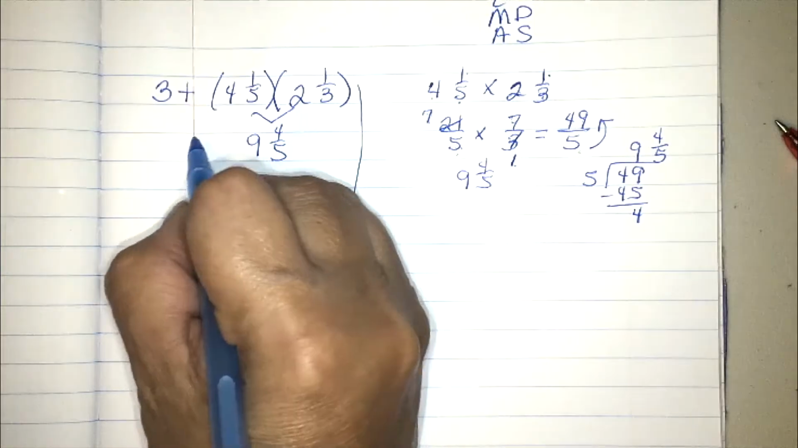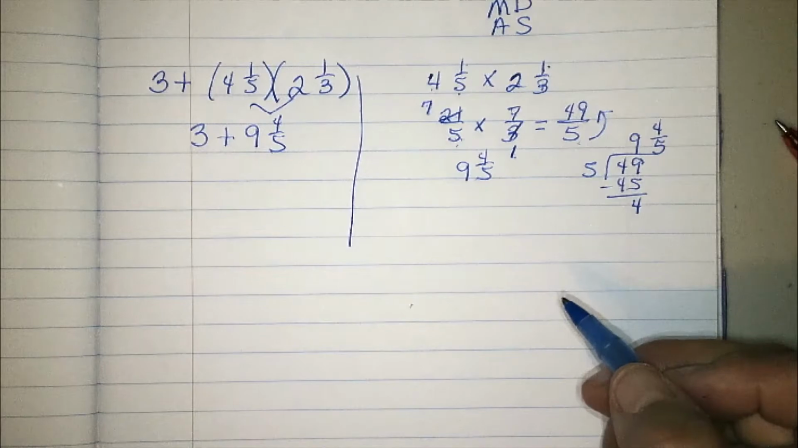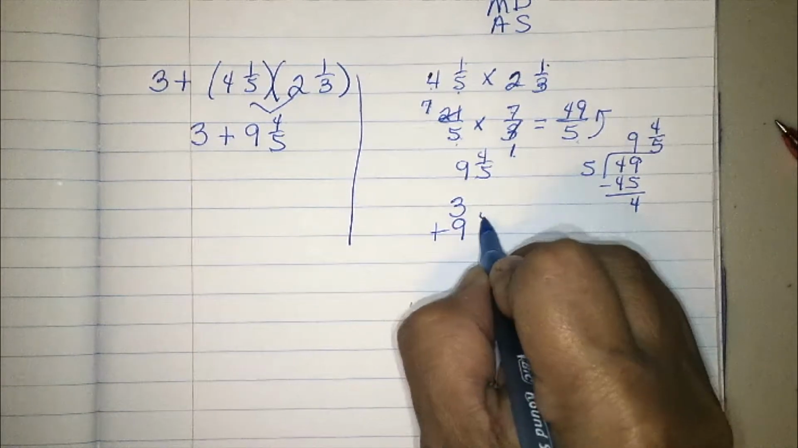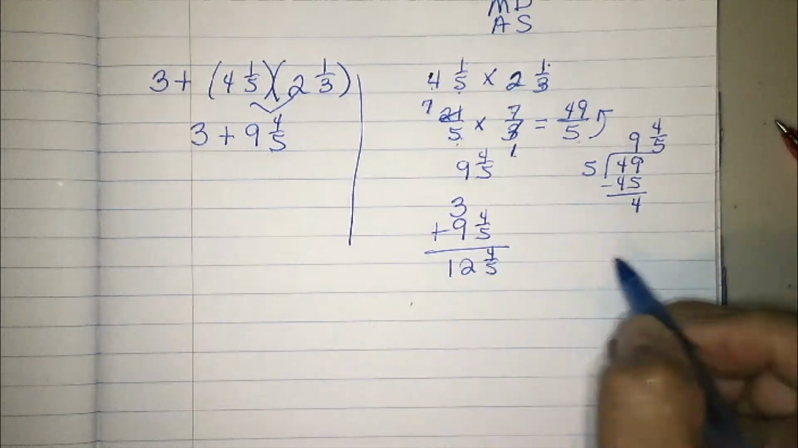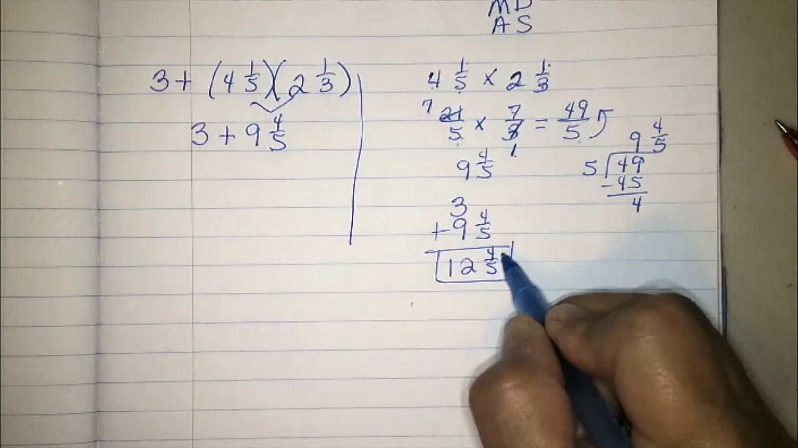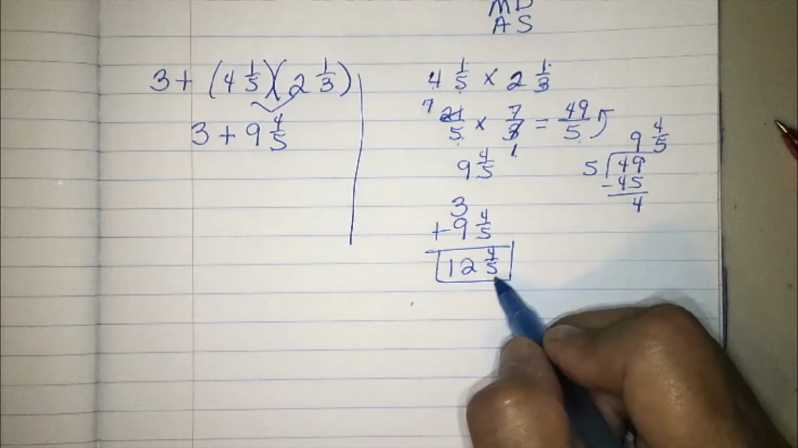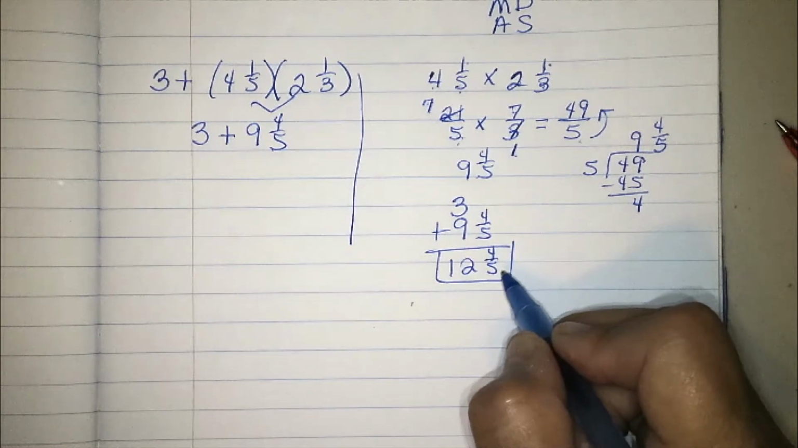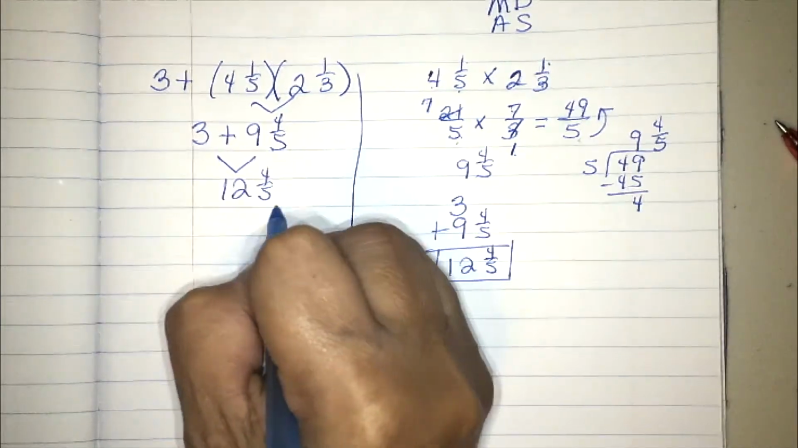Let's bring down the 3, and I have 3 plus 9 4/5. So 3 plus 9 4/5 gives me 12 4/5. Let's check to see if this simplifies. I know that 4 does not go into 5 evenly. 5 is prime, so there isn't any factor that divides into both of them. So no, it does not simplify. So this gives me 12 4/5.